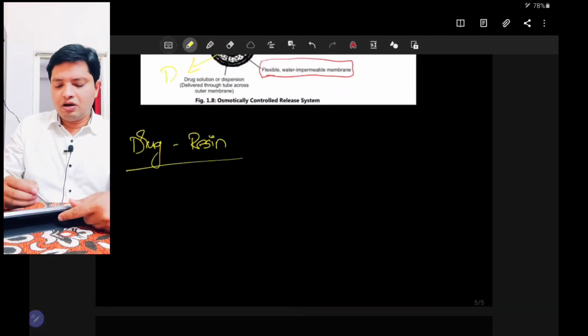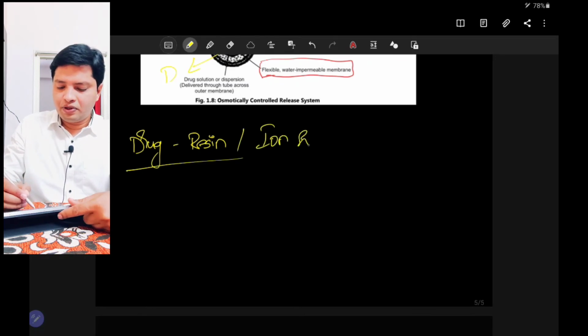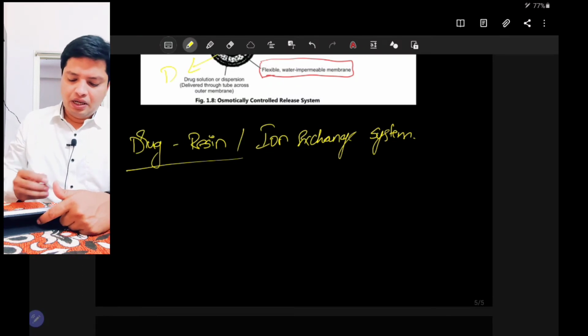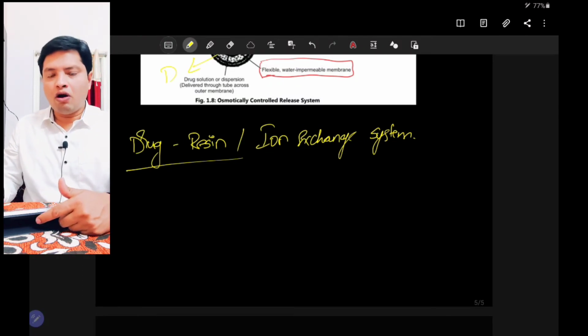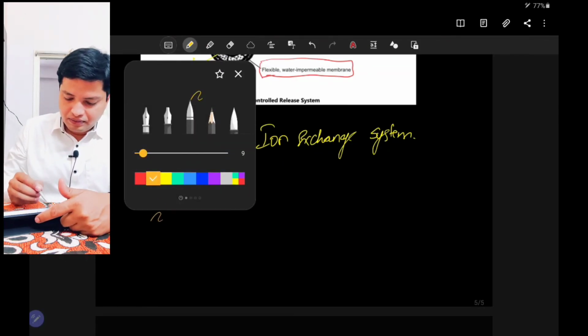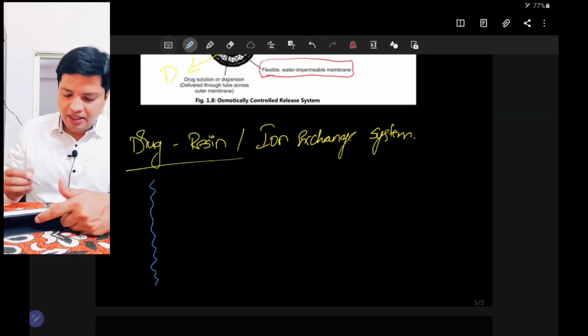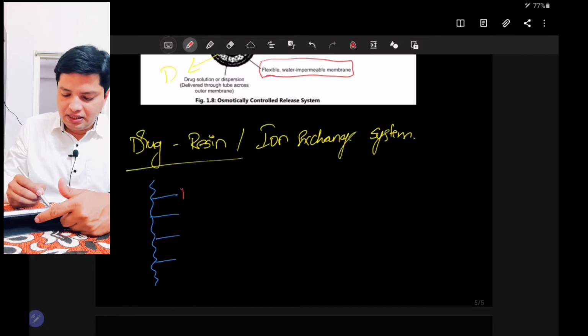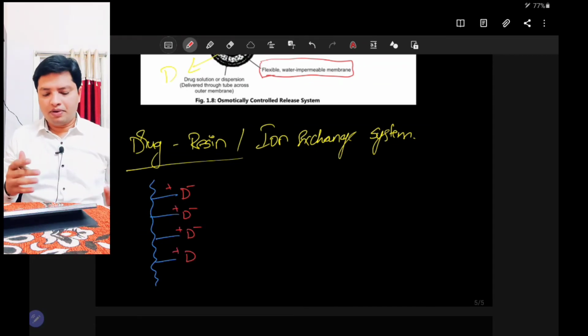Next one is the drug resin complex, or you can say the ion exchange system. As the name suggests, we are going to complex the drug with an ion exchanging resin. Let's say we have a resin here, and I will complex the drug with this resin. Let's say our drug is negative and the resin is positive. So the resin is positive and the drug is negative, and they form a complex here.